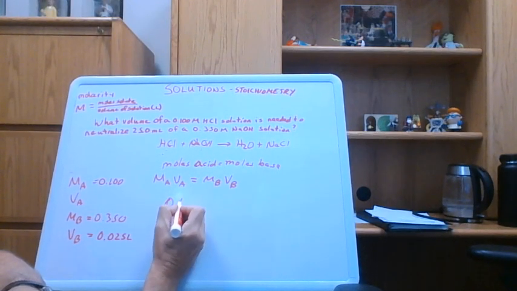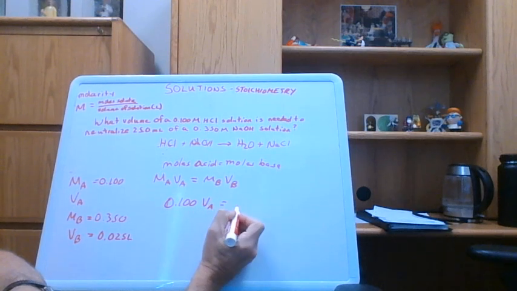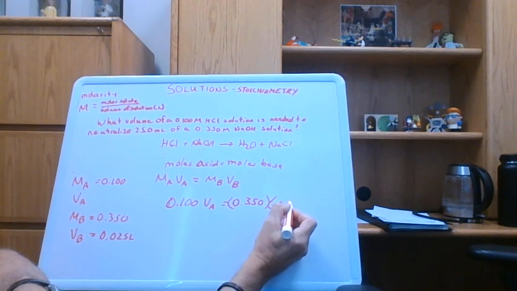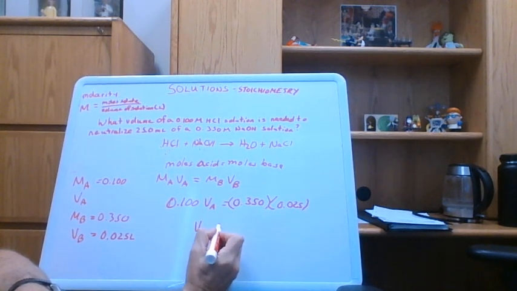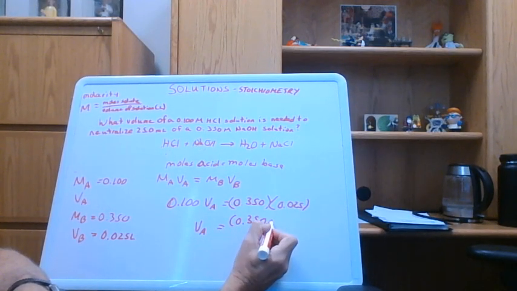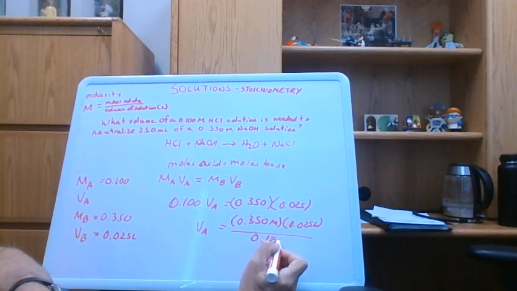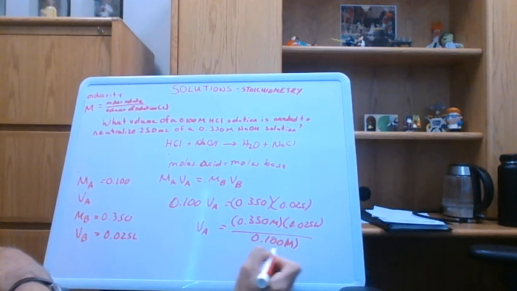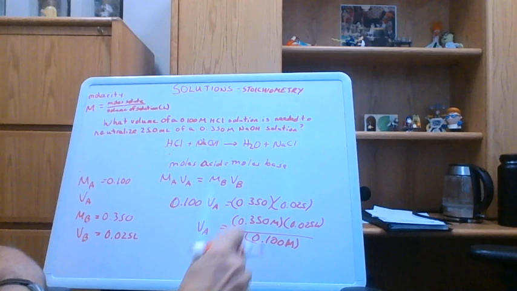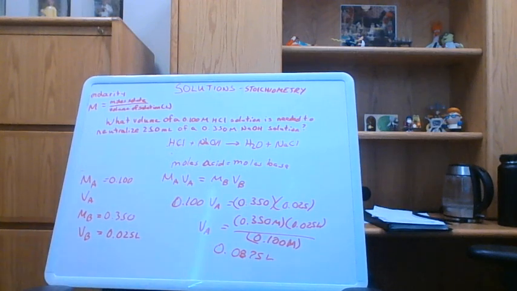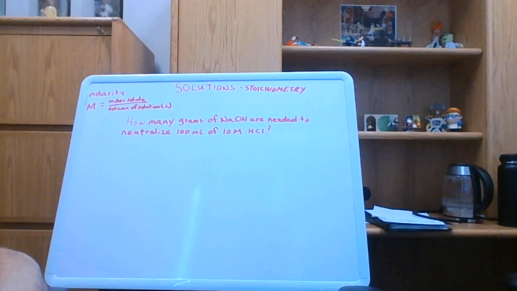Our 0.100 times our volume of acid equals our 0.350 times our 0.025 liters, and our volume of our acid simply equals our 0.350 molar times our 0.025 liters divided by 0.100 molarity. And we're going to solve for the volume of the acid, and we should get the same answer, that it's 0.0875 liters. So if you're sure that you have a 1-to-1 relationship with your acid and base, you can solve that equation quicker as a dilution.